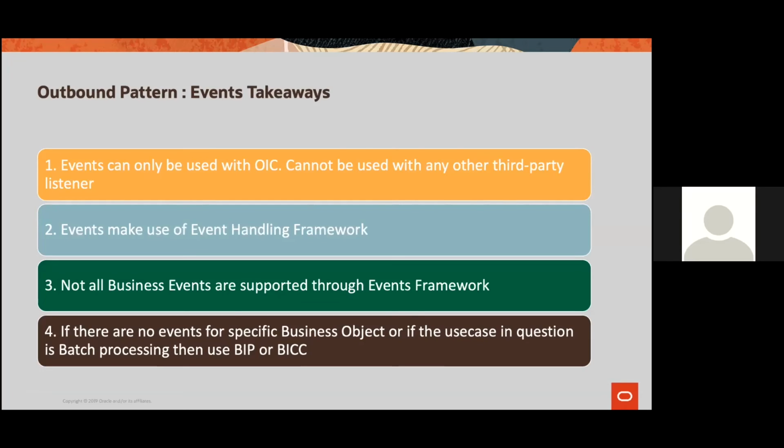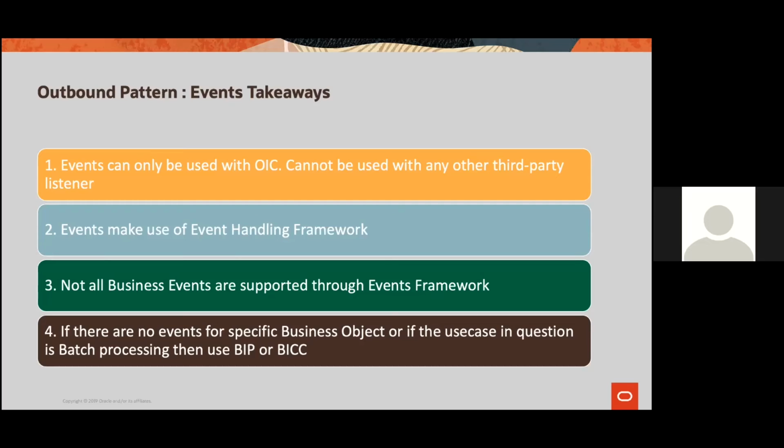The key takeaway here is that events today, as it stands, can only be consumed with OIC, and that's why OIC stands out. You cannot use the Fusion events with any other technology or any other product than OIC. That's as of today. It could change tomorrow. Events make use of something called the event handling framework. It does expose some APIs where you can monitor what events are queued up. Not all business events are supported today through the event handling framework.